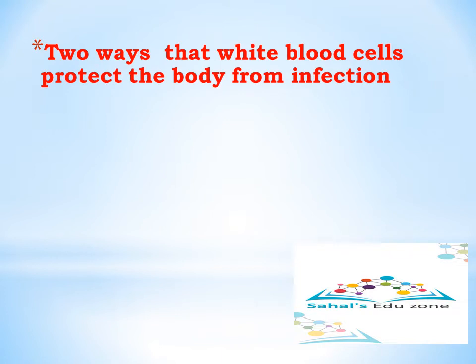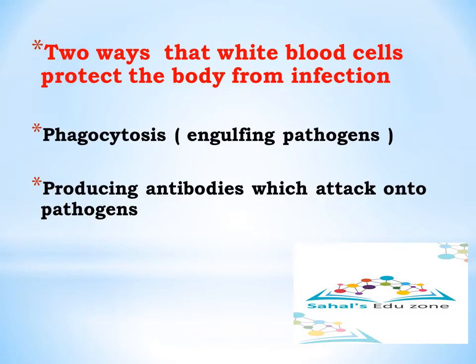Two ways that white blood cells protect the body from infection: phagocytosis, that is engulfing pathogens, and producing antibodies which attack onto pathogens.